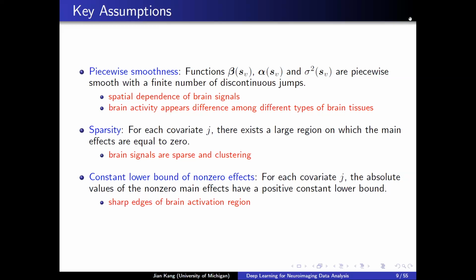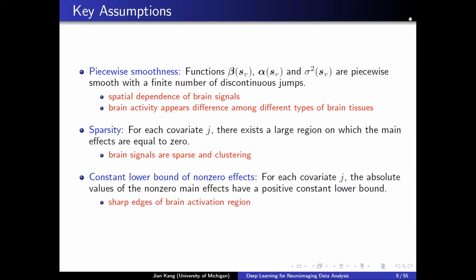So suppose you have N individuals, so you have a vector of the spatial variable coefficient alpha and also this spatially varying noise variance. All those three functions are piecewise smooth, with a potentially finite number of discontinuity jumps. This basically captures the spatial dependence of the brain signal, because brain activity may appear differently in different types of brain tissue, the white matter, gray matter; they actually have different intrinsic properties.